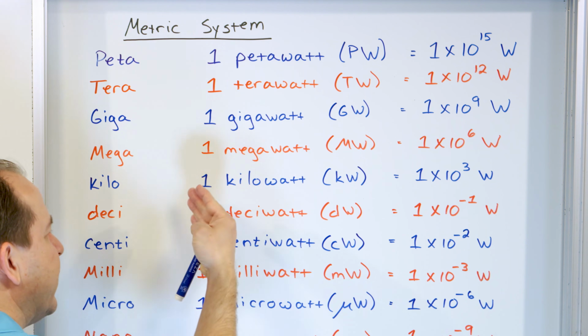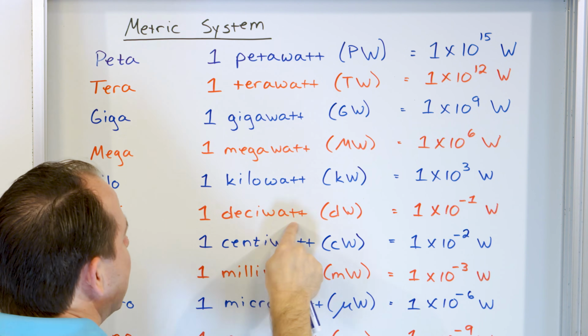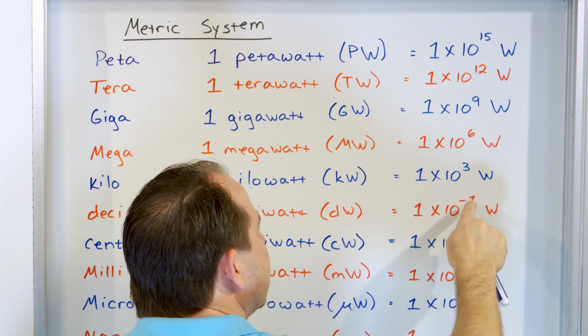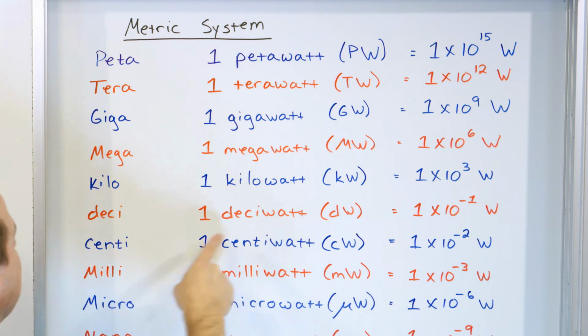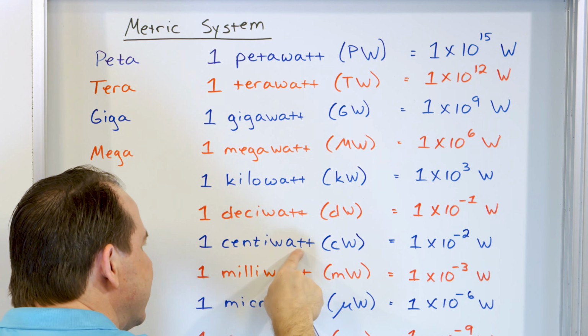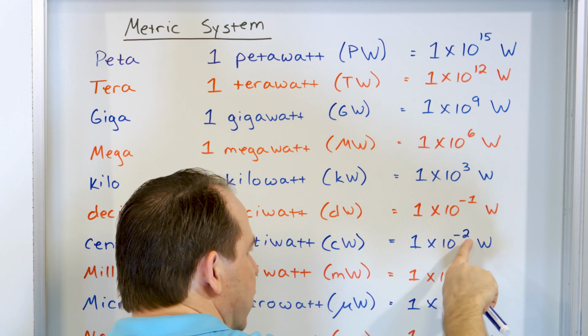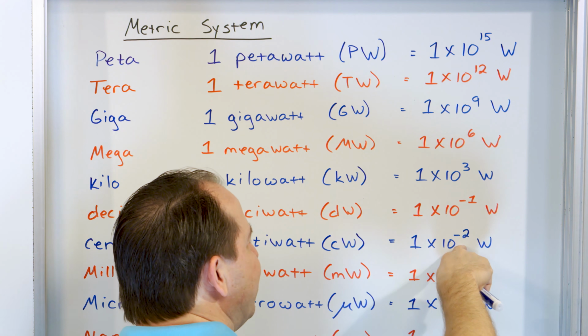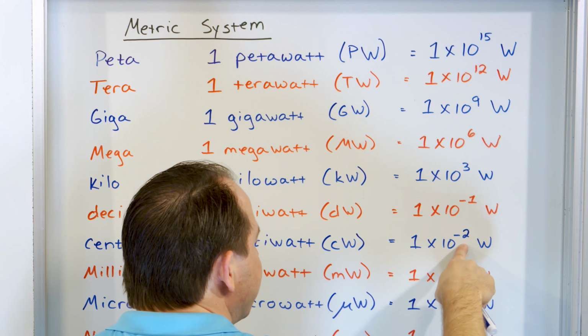Then we start getting to the smaller units. 1 deciwatt or 1 decimeter, 10 to the minus 1. It just means it's 10 times smaller. 1 centimeter or centiwatt is 100 times smaller, because this will be 1 over 10 to the power of 2. That's 1 over 100 times smaller.